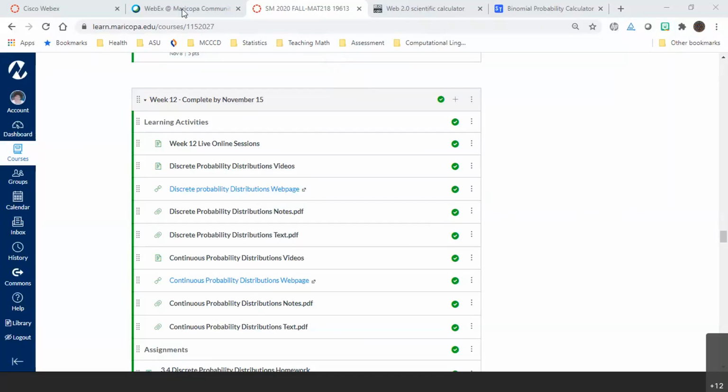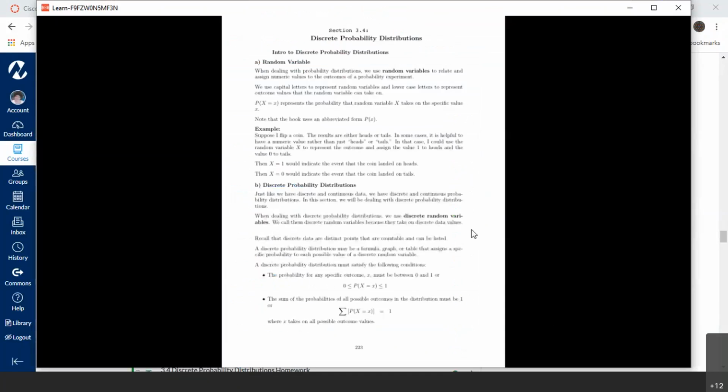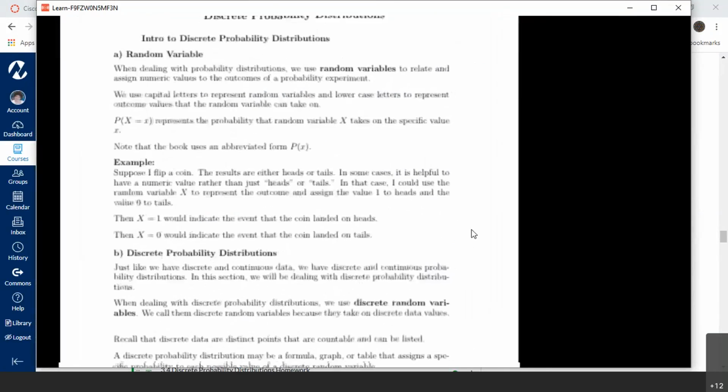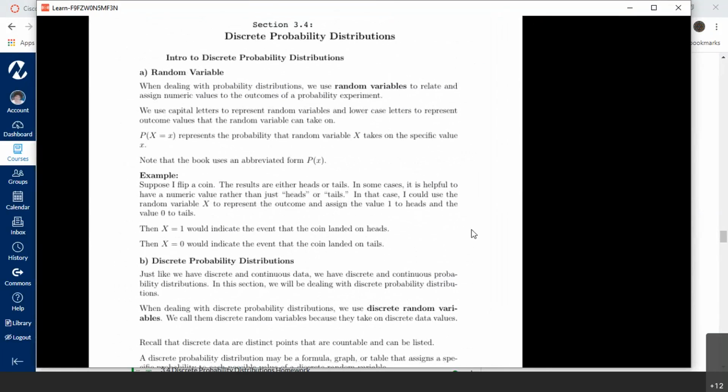All right, and let me share that screen with you. Okay, so now everybody should be able to see my notes that say section 3.4, discrete probability distributions. I'm going to leave the chat open, okay, so you can comment. But again, feel free to unmute yourself if you've got a question and you don't want to type it in the chat or it takes too long.